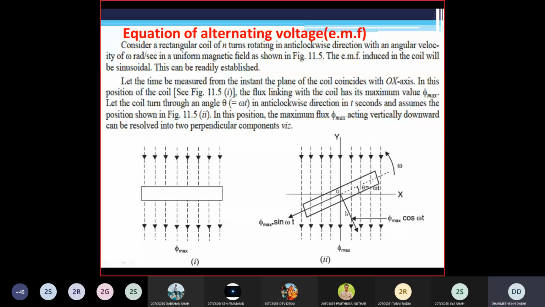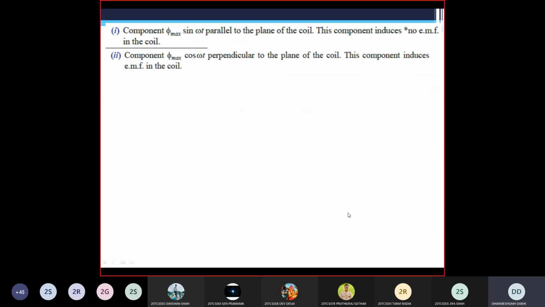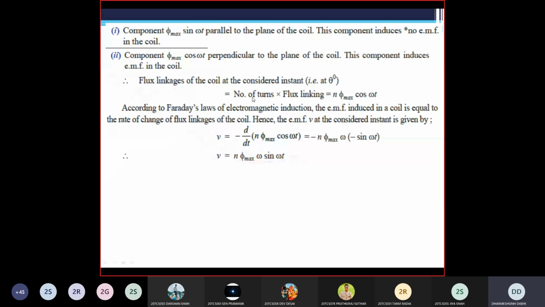So the maximum flux that coincides with this coil is phi max cos omega t into the number of turns of the coil. Suppose n is the number of turns of this coil. So the total flux linkages with this coil at the instant or at the angle theta is equal to n phi max cos omega t. N is the number of turns of the coil and phi max cos omega t is the maximum possible flux linking with the conductor.